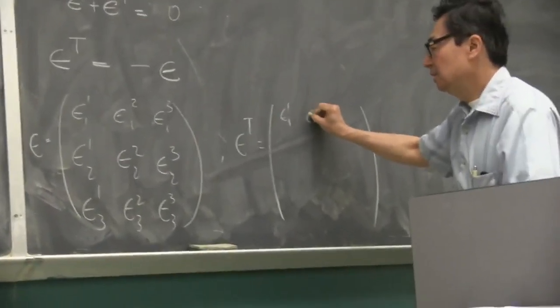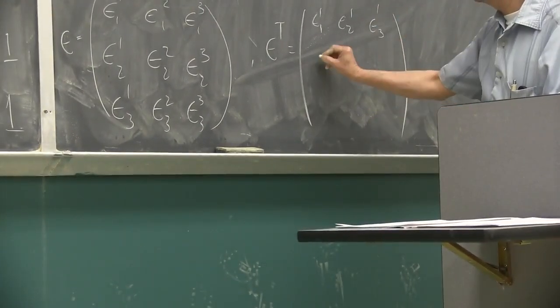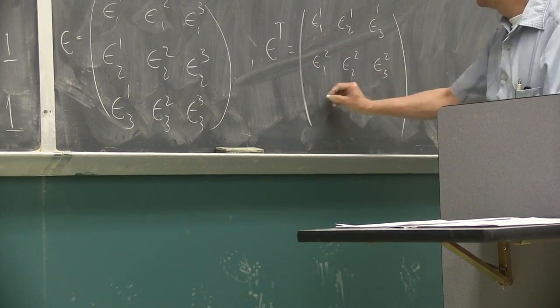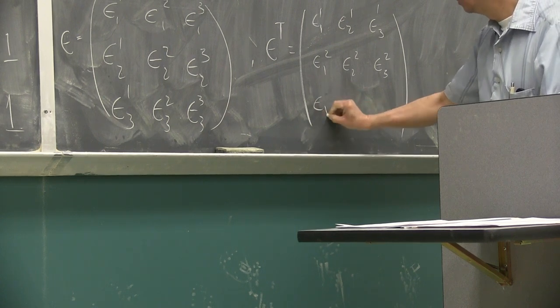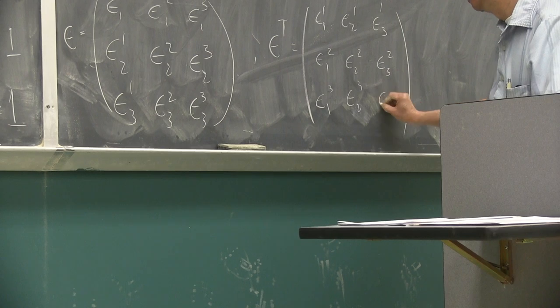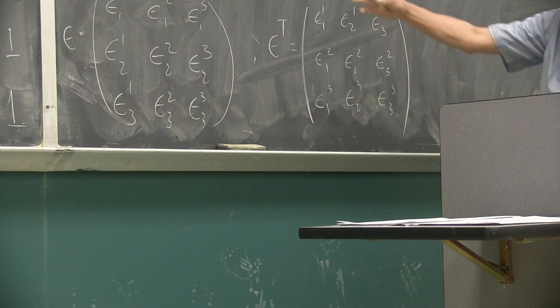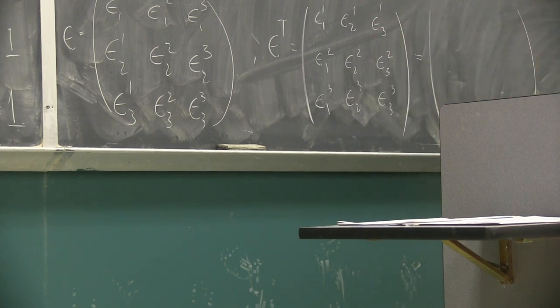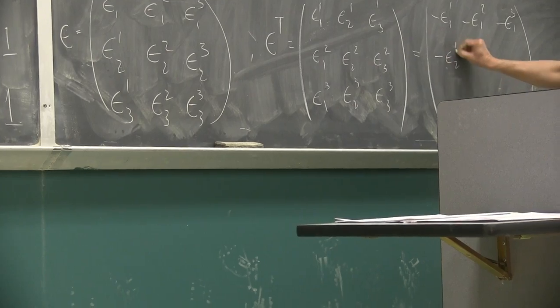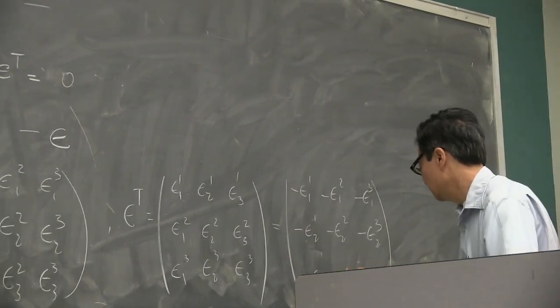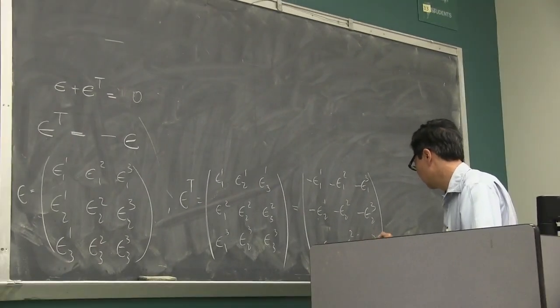So epsilon transpose is equal to E11, E21, E31. You see what's happening in here? E12, E22, E32, E13, E23, E33. It has to be equal to minus epsilon. If this is epsilon, minus epsilon is this: minus E11, minus E12, minus E13, minus E21, minus E22, minus E23, minus E31, minus E32, minus E33.